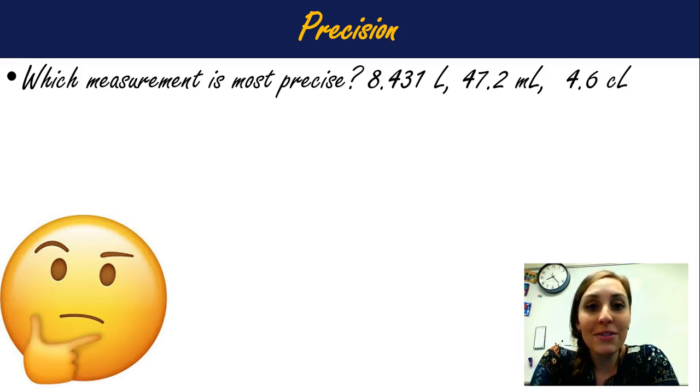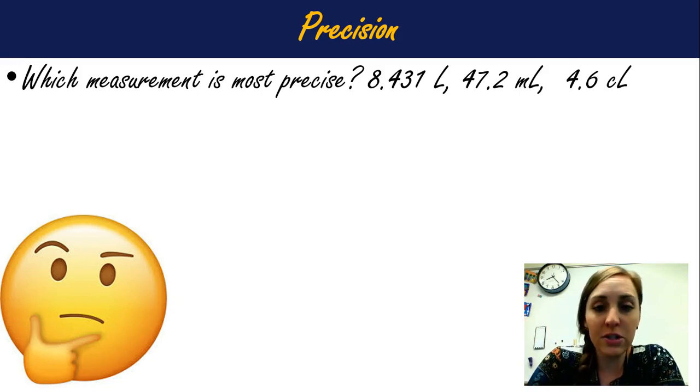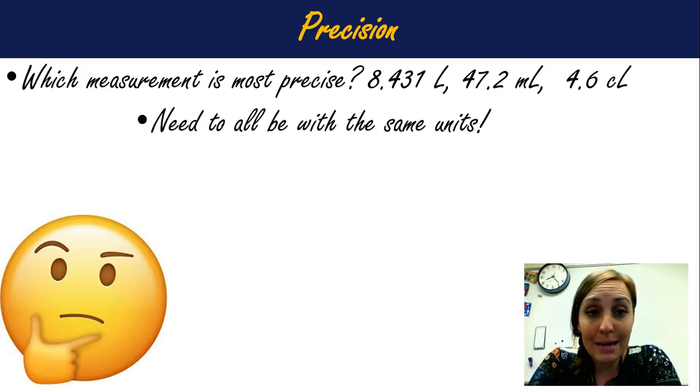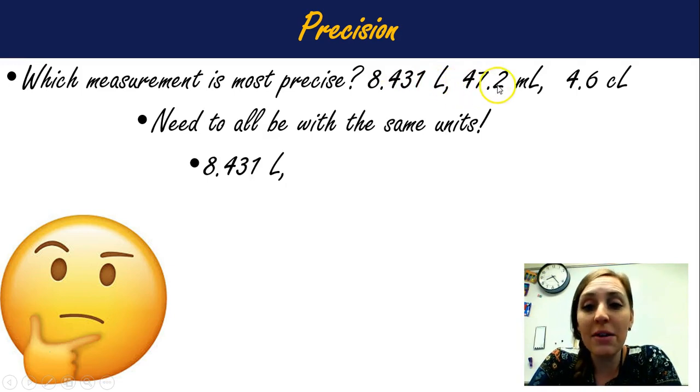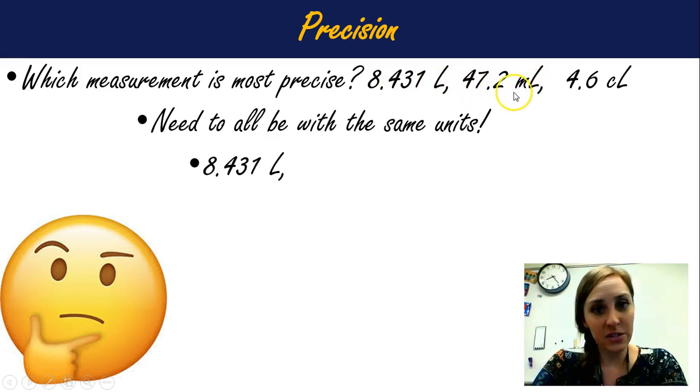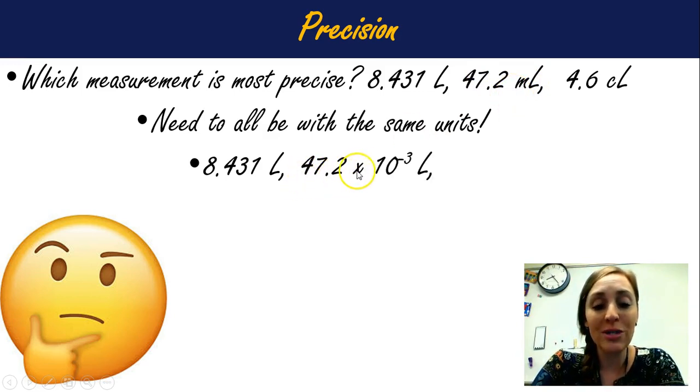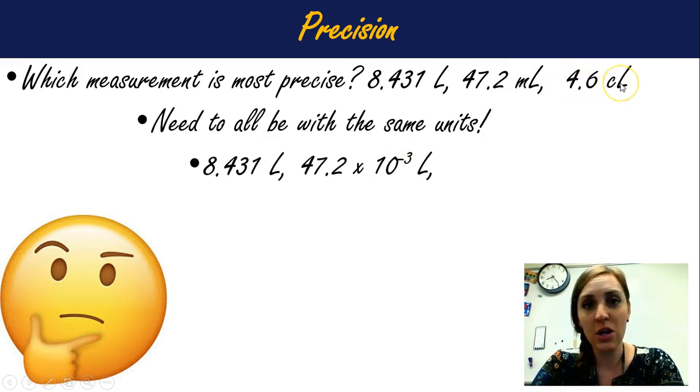Well, the first thing is, do they have the same unit? So liters, milliliters, and centiliters are all different amounts, so you have to convert them to the same units. So I'm going to get rid of prefixes. My first one, 8.431 liters, doesn't have a prefix, so that stays the same. But 47.2 milliliters, milli is your prefix, so you replace that with 10 to the negative 3. So now I have 47.2 times 10 to the negative 3 liters. So the milli got replaced with 10 to the negative 3. 4.6 centiliters, you have to replace centi, which is 10 to the negative 2.